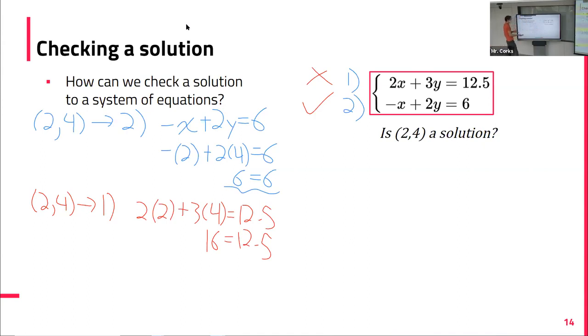So the checking process is the same as what we did for straight lines, except we just have to check on each part, not just one of them. So that's the simple part of this.